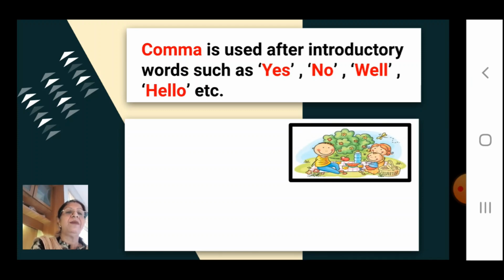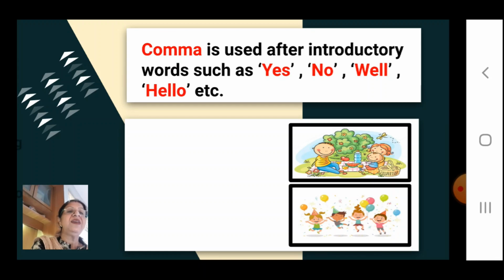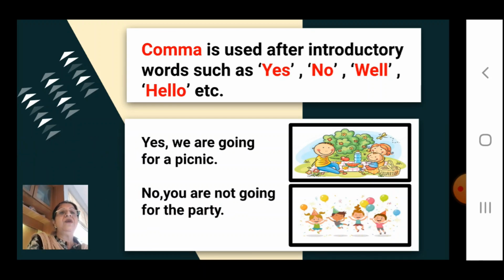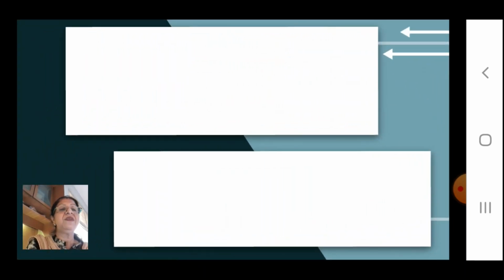Now I will show you some more examples so that you can see where we have put comma. I already told you after yes. So you can see after yes we have put a comma. Yes, we are going for a picnic. After yes there is a pause. Then next, no, you are not going for the party. As told before, after no also we put a comma. So children, do remember these. There are some more examples I will show you.